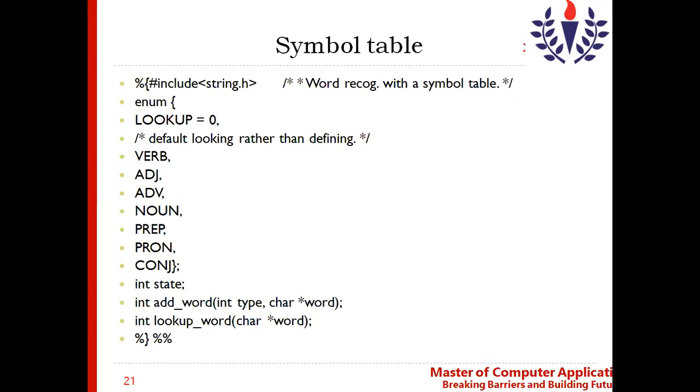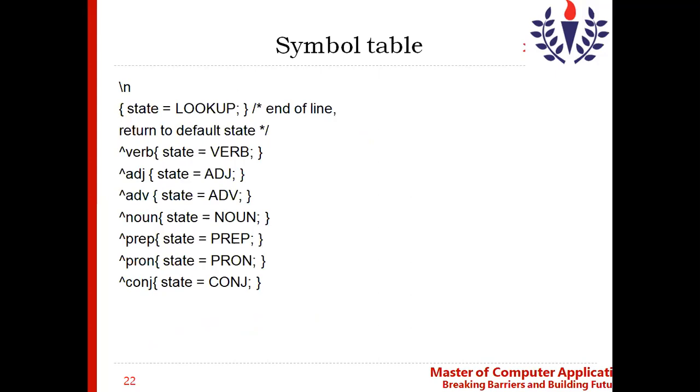This slide is meant only for the definition section. In the rule section, what we do is at the end of the input, we put a new line. Once you see the new line, that is the end of the line. So state is equal to lookup. Initially the state value is 0, and it varies according to the type of word that comes. Suppose the type of a word is verb, then state is equal to verb. If the type of the word is adjective, the state is equal to adjective.